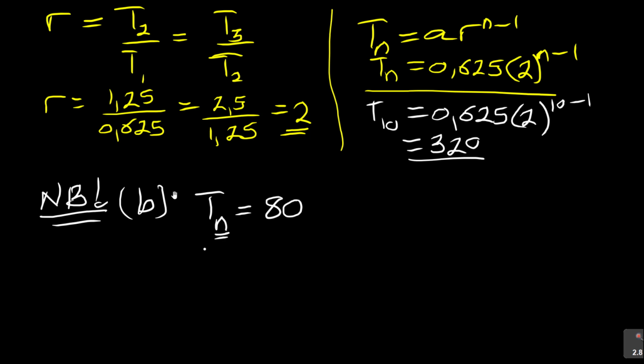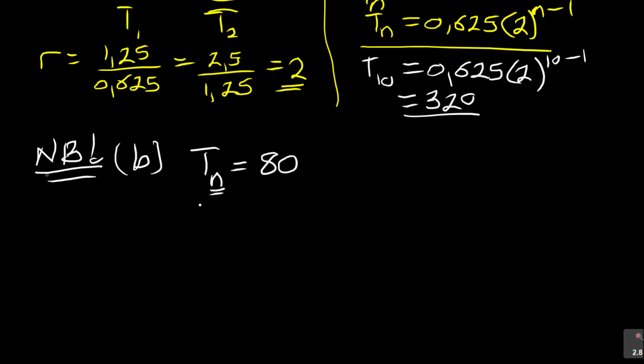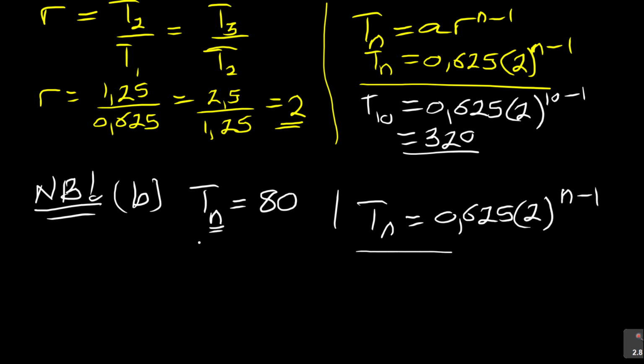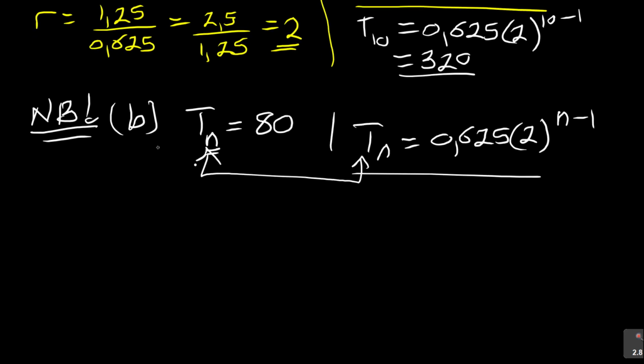So now this is where your exponents come in. Now remember, you know what Tn is. You know that Tn is also 0,625 bracket 2 to the power n minus 1. So you've got two Tn's now. They told you that the Tn must be 80, and then now you just equate, because they are saying which term, so you are going to say here 0,625 2 to the power n minus 1 is equal to 80.